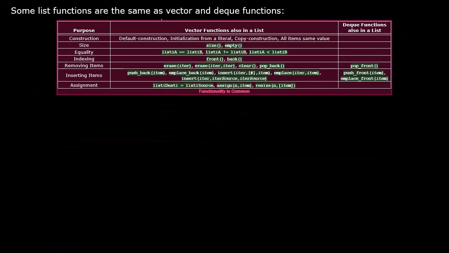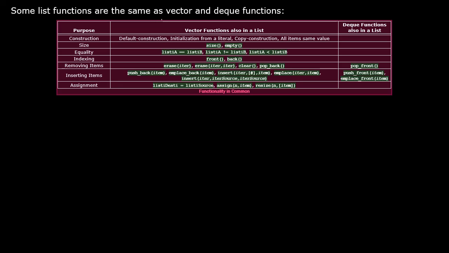Even though STL's internal representation of a list is radically different than it was for a vector, its interface of functions has been designed to be as similar as possible. You can construct a new list by default construction, initialization from a literal, copy construction, or constructing a new list where all of its items have the same value. You can query how many items are currently in a list with another function that specifically tests whether or not that size is 0. You can compare two lists using equality, inequality, and lexicographical comparison operators.